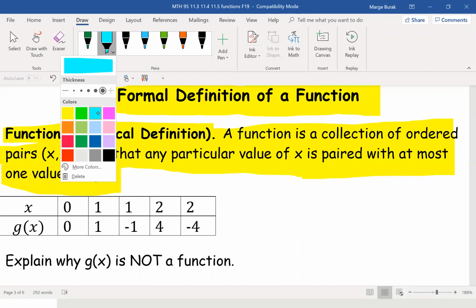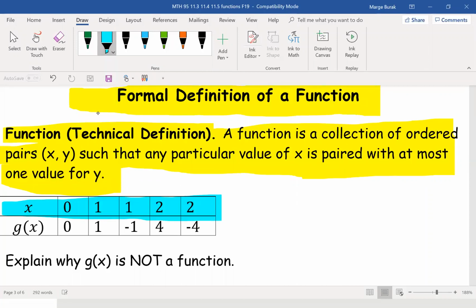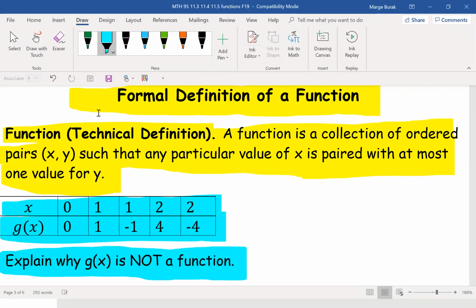Okay, so here's a function. These are the inputs. These are the outputs. This is function g. I'm sorry, I'm saying it's a function. This is a potential function. And then let's explain why it's not a function according to our definition. Any particular value of x is paired with at most one value for y.